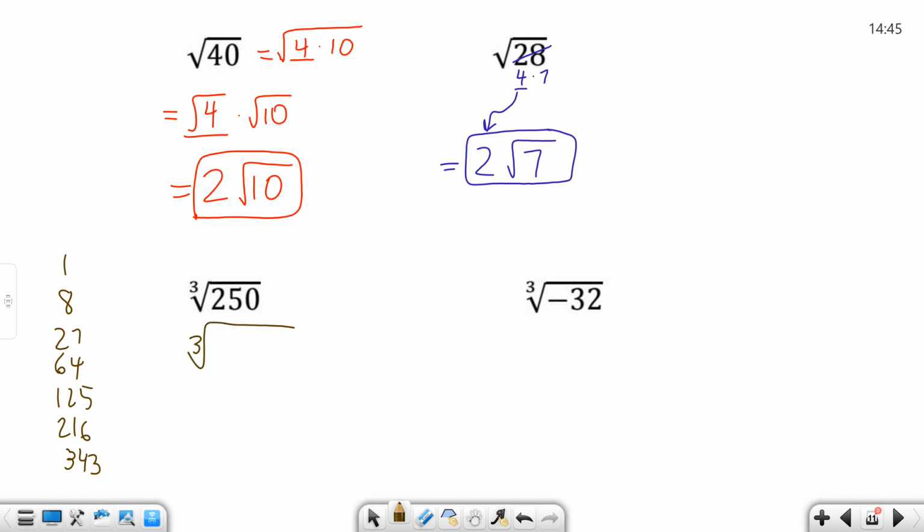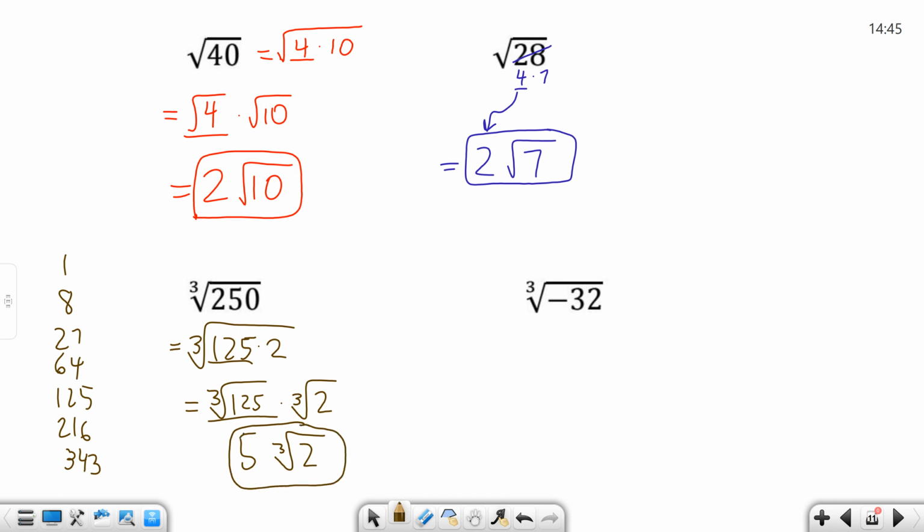This is going to be the cube root of 125 times how many? 2. So this is going to be the cube root of 125, and I'm going to show it again here, times the cube root of 2. This becomes just good old 5. Cube root of 125 is 5 times the cube root of 2.